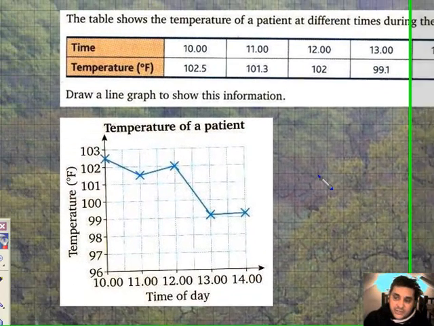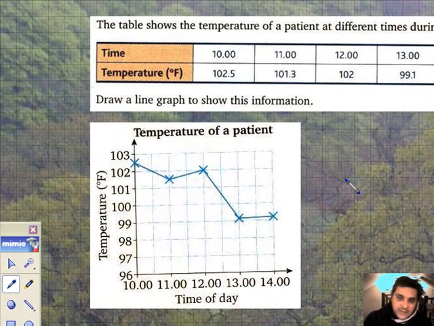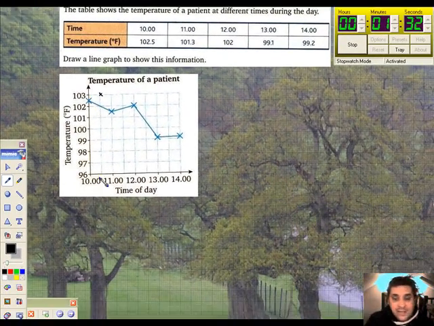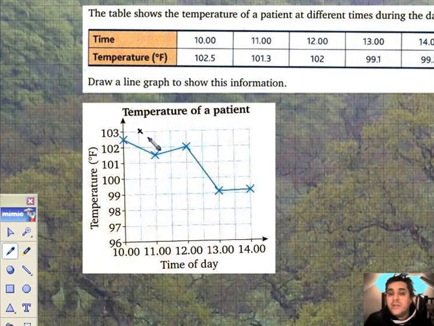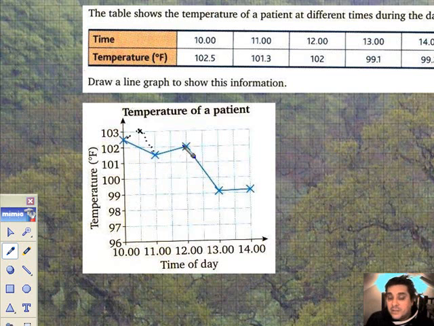There are certain assumptions that you make when doing such a graph. For example, you're assuming that from 10 o'clock to 11 o'clock there was a steady decline in the patient's temperature. This may not have been the case. There could have been a high point there. At 10:30 in the morning, the patient could have had a temperature of 102, and then perhaps dropped down to 101.3 at 11 o'clock.